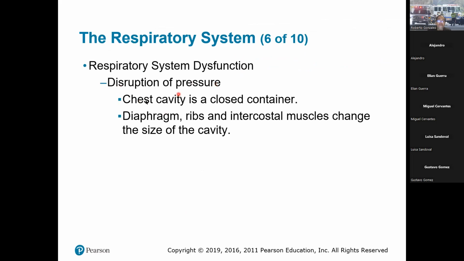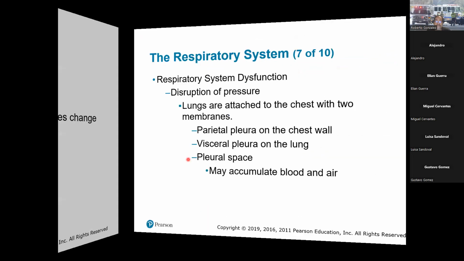Okay, disruption of pressure. You have the chest cavity in a closed container. And you also have the diaphragm, ribs, and intercostal muscles that change the size of the cavity itself. Whenever the intercostals, or the muscles in between your ribs, contract, they open up the chest. And when your diaphragm contracts, it straightens out. So your lungs become bigger and force air from the outside to come in.